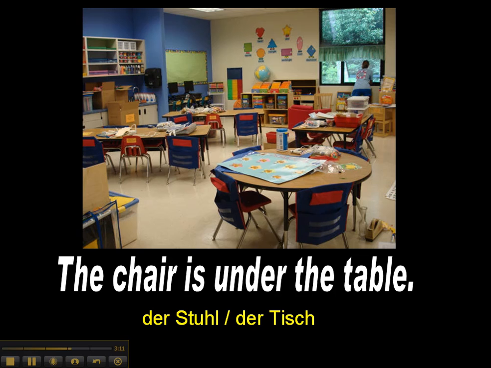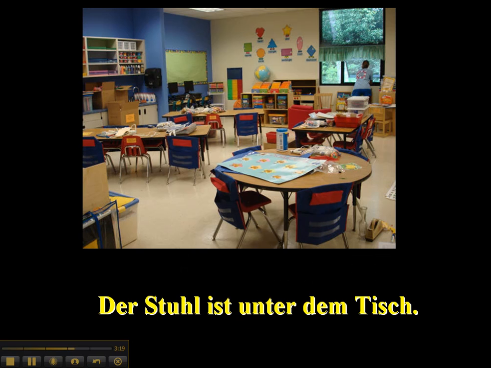Another example, the chair is under the table. You have the chair, der Stuhl, and der Tisch is table. So since we are talking about location, it will be der Stuhl ist unter dem Tisch. The chair is under the table, and notice that der Tisch changed to dem because it is location.